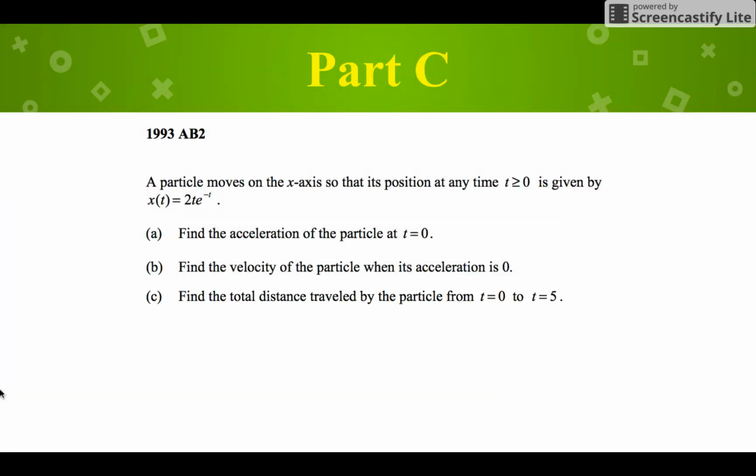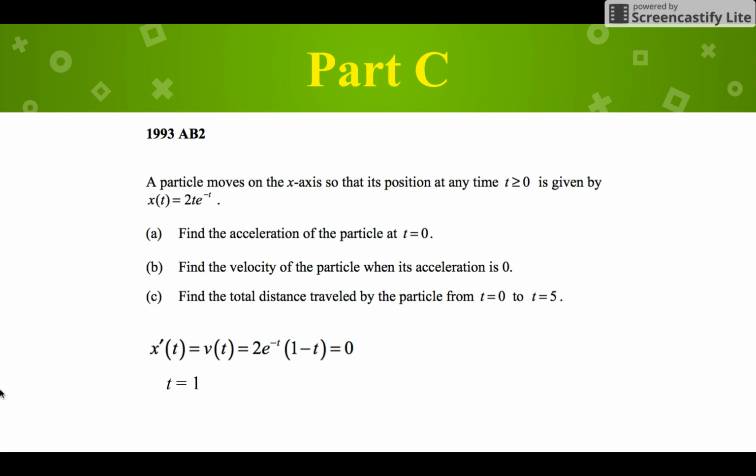Part C, find the total distance traveled by the particle from t equals 0 to t equals 5. This is the part that's going to trip you up the most. It's a bit of an abstract concept, a little bit hard to picture, so I'll just go through it with you. We have the first derivative again, which is velocity. We need to know when velocity is 0 because we need to know when it changes direction. At some point it's going to be completely stopped. Total distance includes backwards and forwards.